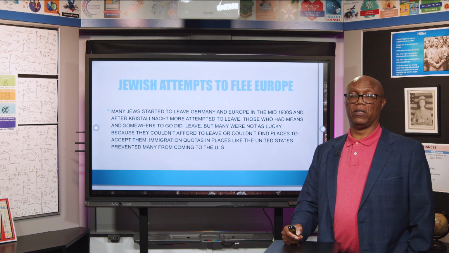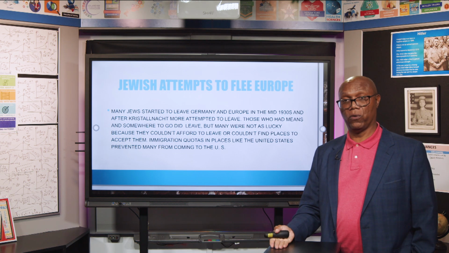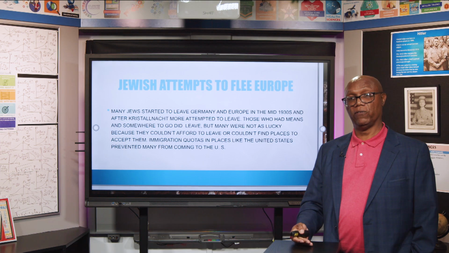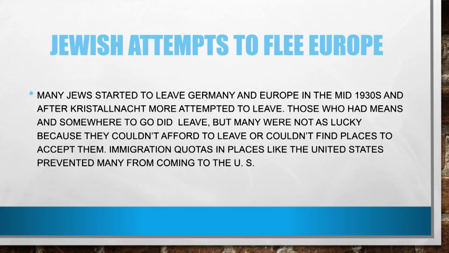Even in going to Great Britain and different places, there were some countries that were able to allow them to come in, but it was very difficult for them to find landing spots. Many Jews started to leave Germany and Europe in the mid-1930s because they recognized the danger they were in. After Kristallnacht on November 9th, 1938, more attempted to leave, and those who had means and somewhere to go did leave, but many were not as lucky because they couldn't afford to leave or couldn't find places to accept them. Immigration quotas in places like the United States prevented them from coming.